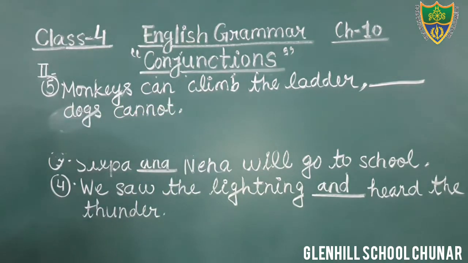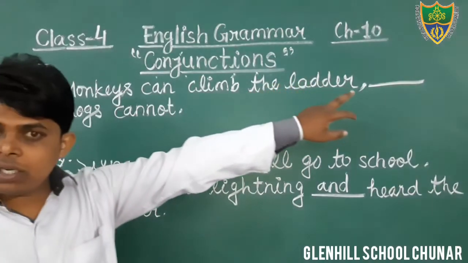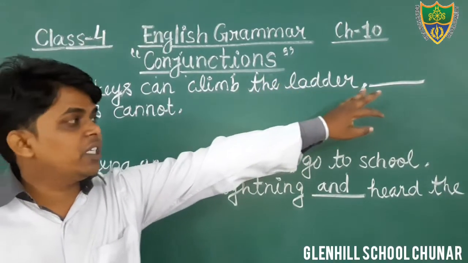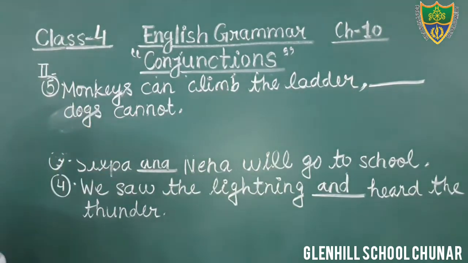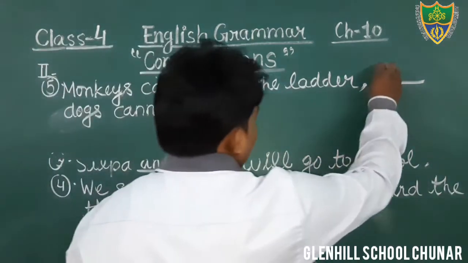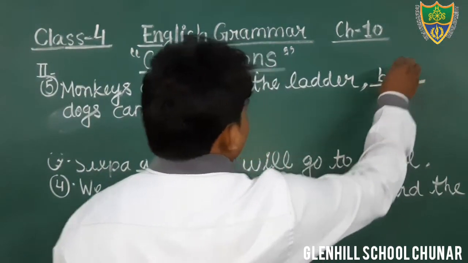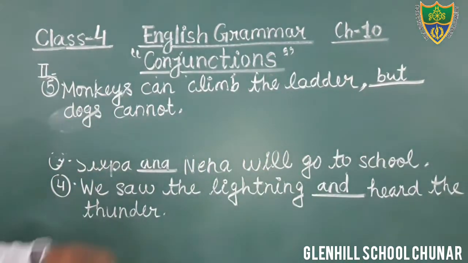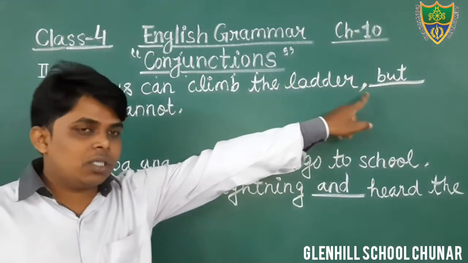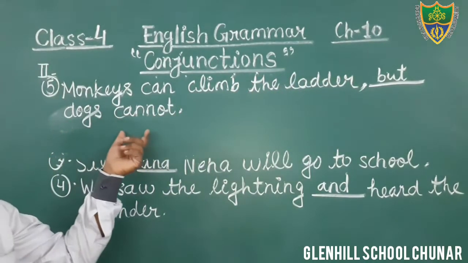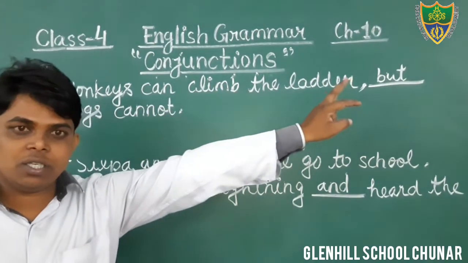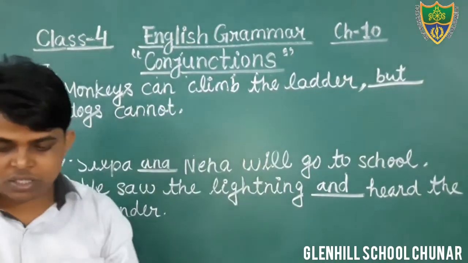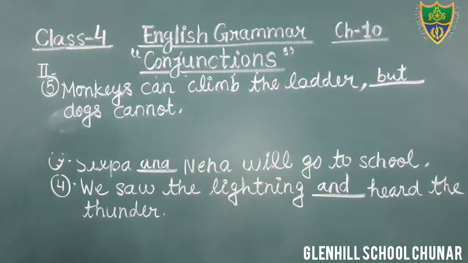Okay, so just see. Monkeys can climb the ladder. There is a blank. You have to use the conjunction. And dogs cannot. Dear students, you will use the conjunction but here. Just see the sentence now: monkeys can climb the ladder, but dogs cannot. We use the conjunction to join these two sentences. Okay? Come to the next question.